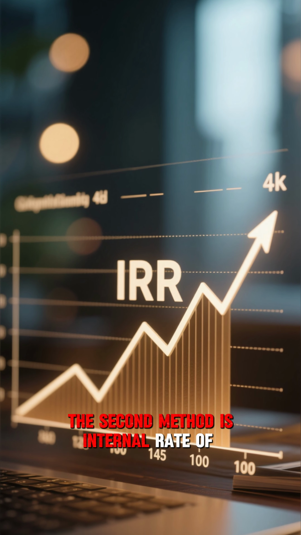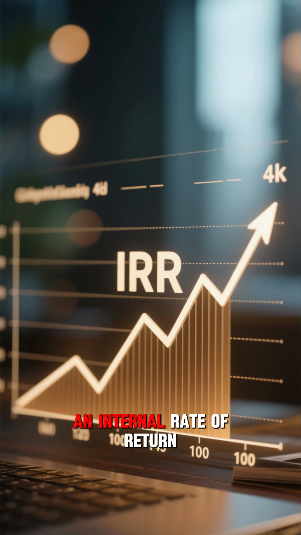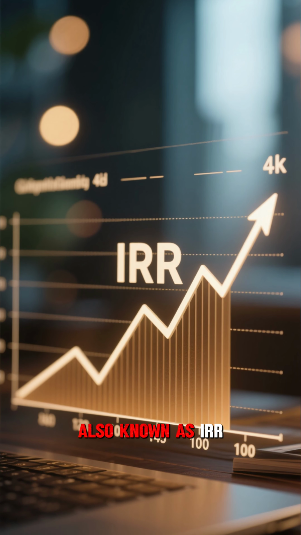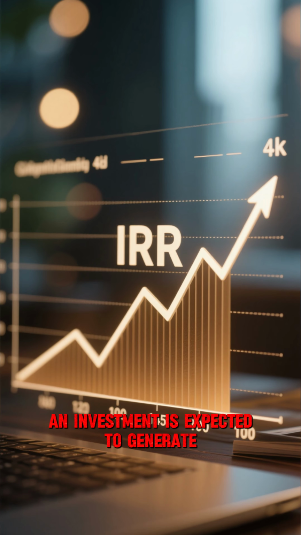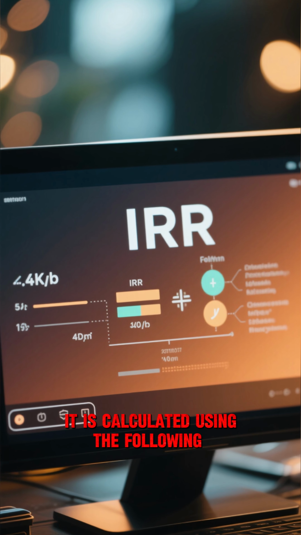The second method is internal rate of return. An internal rate of return, also known as IRR, is the annual rate of growth that an investment is expected to generate. It is calculated using the following formula.